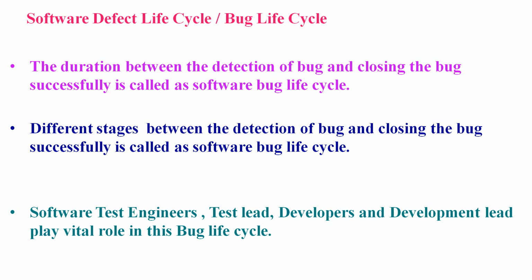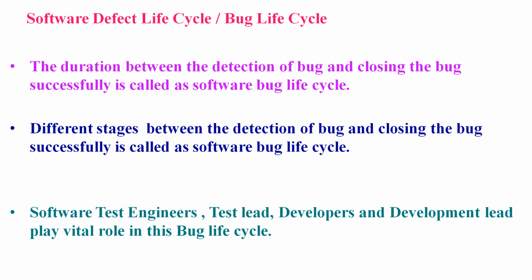The duration between the detection of a bug and closing the bug successfully is called the software bug life cycle. What does it mean? When the software test engineer finds the defect, he will report the defect. After reporting the defect, the concerned software developer will fix the defect. After fixing the defect, the software test engineer will do retesting or confirmation testing, and then he will close the bug. This entire process is called the bug life cycle.